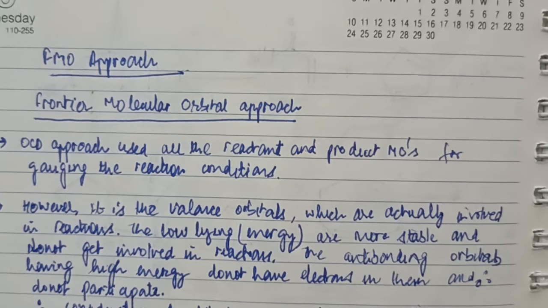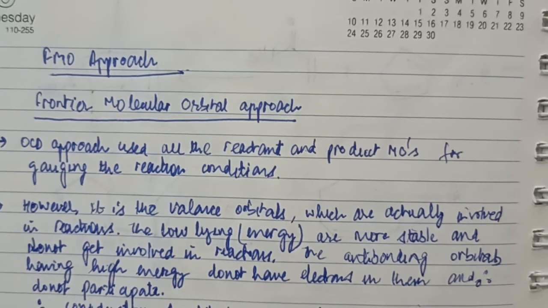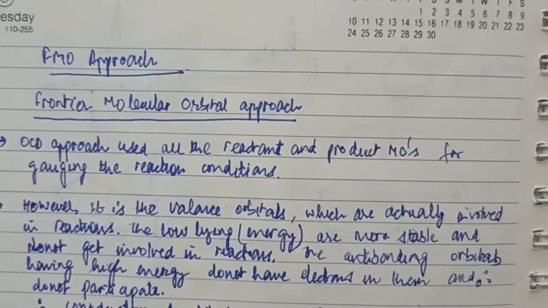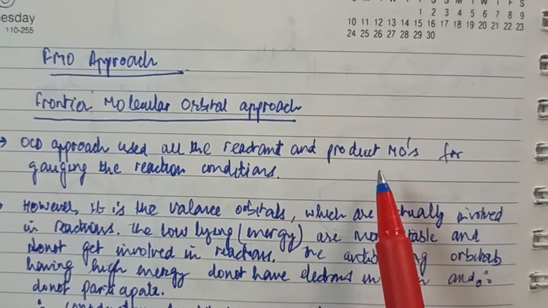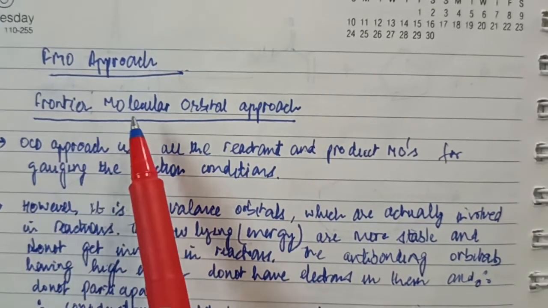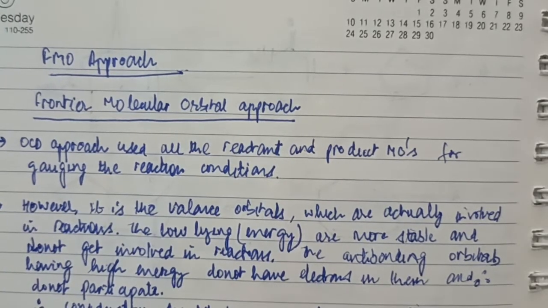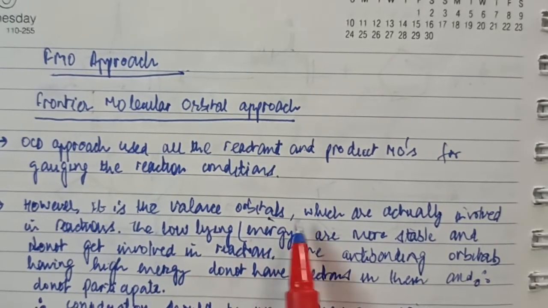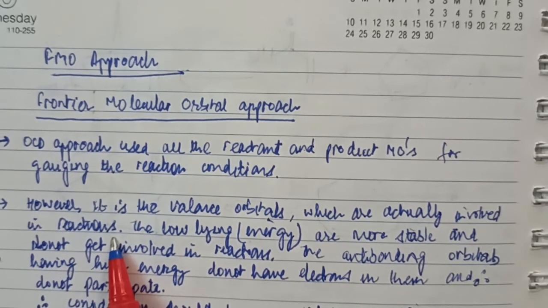The FMO approach is different, and the basis of the FMO approach is that it does not use all the molecular orbitals. It says that it's the valence orbitals of any reactant system which are actually involved in the reaction, and therefore why should we consider all the molecular orbitals and why not limit the consideration only to the valence orbitals. Therefore, if the OCD approach used all the reactant and product molecular orbitals for gauging the reaction conditions, the FMO approach, that is the frontier molecular orbital approach, is based on the fact that it is only the valence orbitals which are actually involved in the reactions.